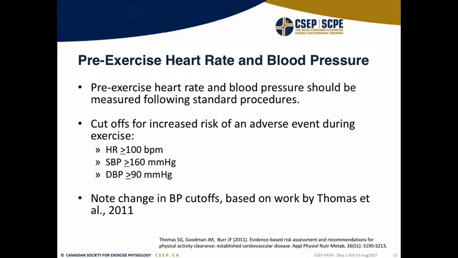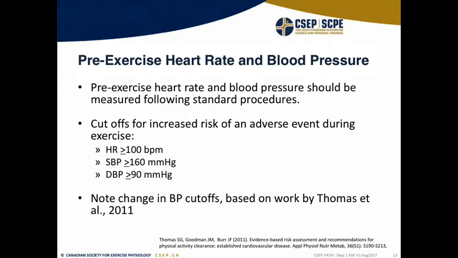So just a few more notes about pre-exercise heart rate and blood pressure. The methods for measuring these two variables have not changed, but what has changed is the cutoff for the systolic and diastolic pre-exercise blood pressure readings. So heart rate is the same. If a person has a pre-exercise heart rate of 100 beats per minute or greater, and this occurs over 2 separate occasions separated by at least 5 minutes, we would encourage this client to first seek their clearance from a physician.